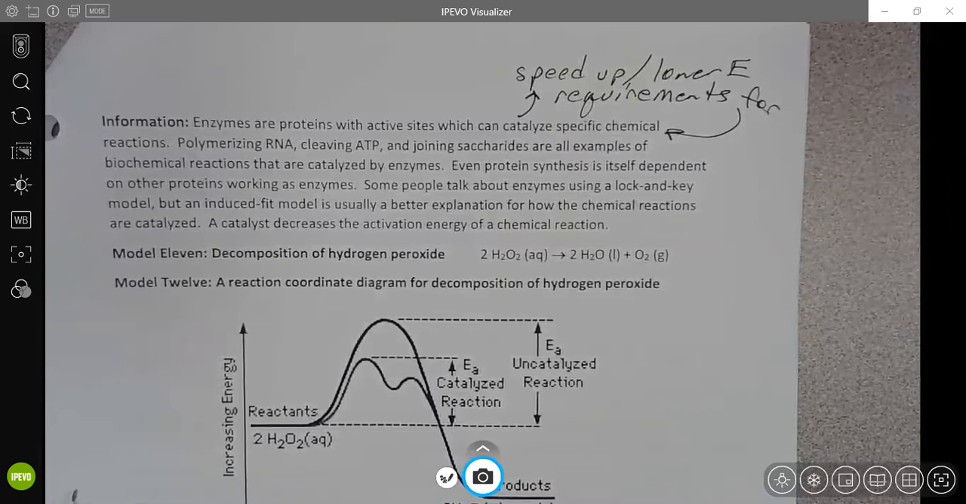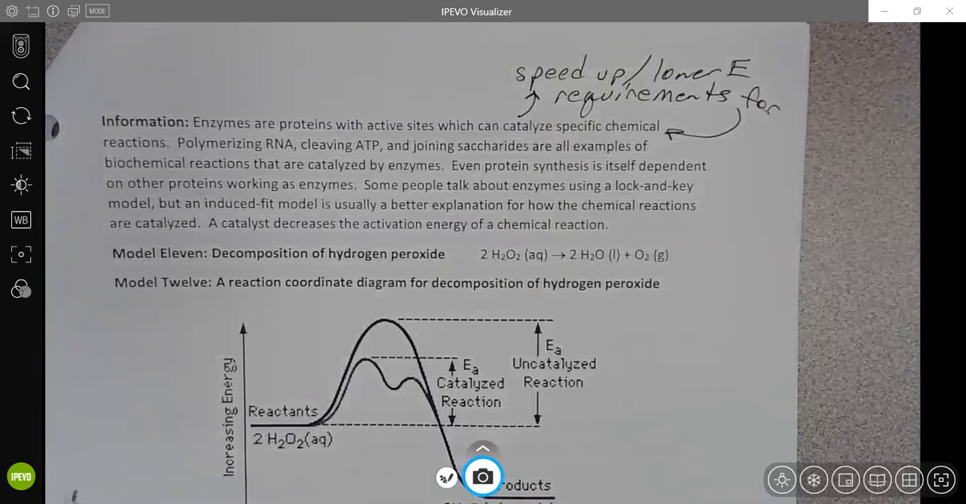Even protein synthesis is itself dependent on other proteins working as enzymes. So thinking back to characteristics of life, remember that all life is based on cells. And one of the things we're going to learn about cells is that all cells come from other cells. And we could even say the same thing here about proteins. All proteins are going to come from other proteins. So without the presence of enzymes, our bodies normally would not be able to synthesize such complex proteins like hemoglobin.